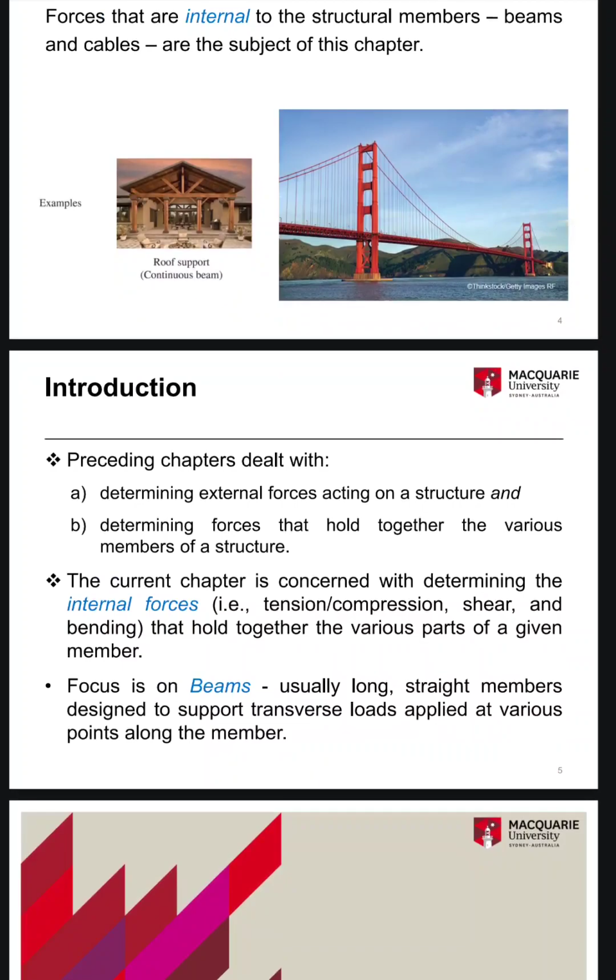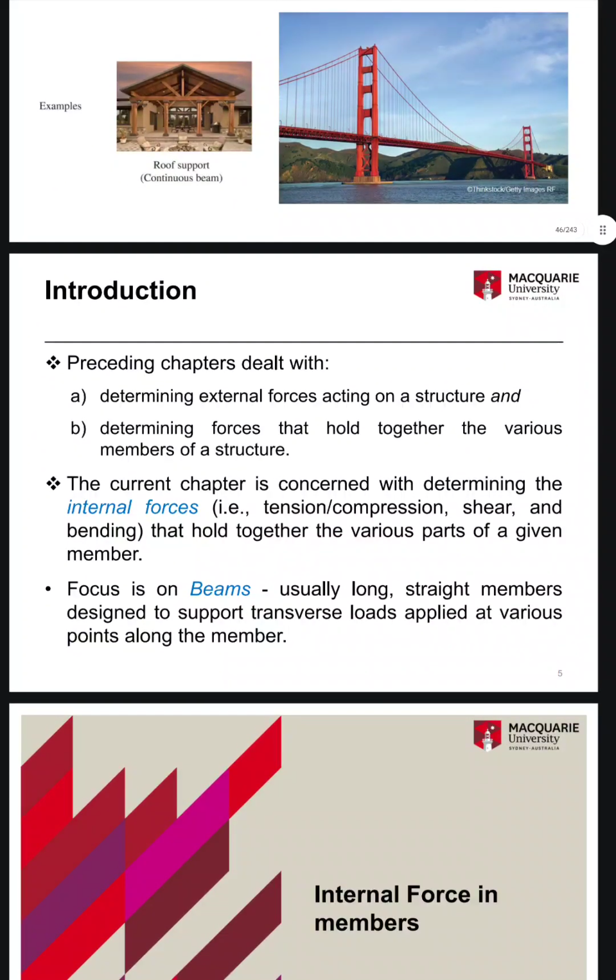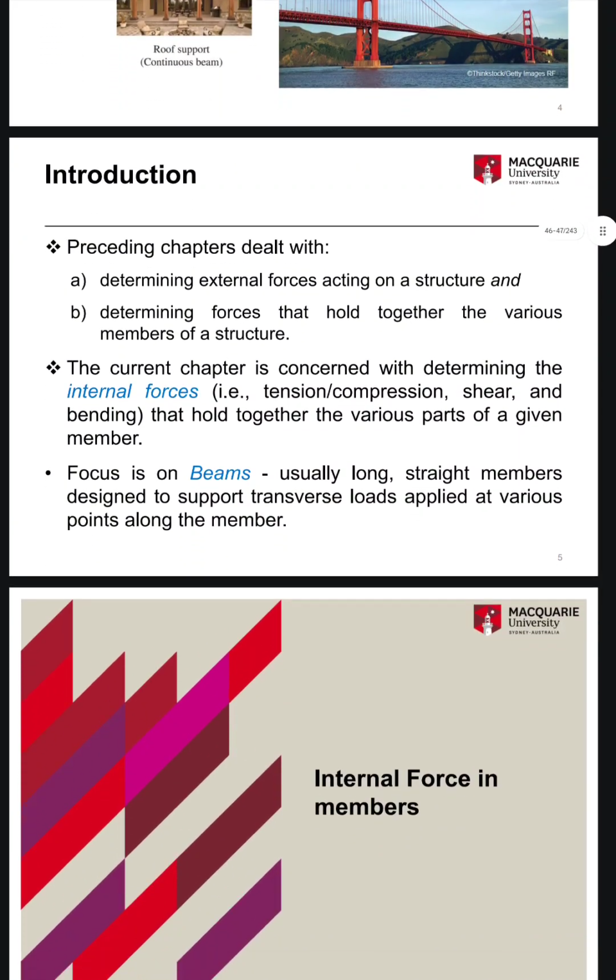Introduction: preceding chapters dealt with determining external forces acting on a structure and determining forces that hold together the various members of a structure. The current chapter is concerned with determining the internal forces, for example tension, compression, shear, and bending, that hold together the various parts of a given member. Focus is on beams, usually long straight members, designed to support transverse loads applied at various points along the member.